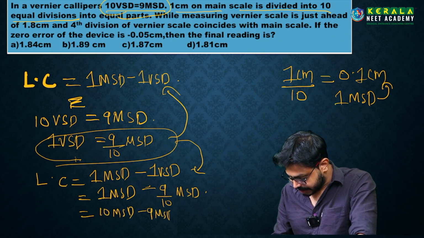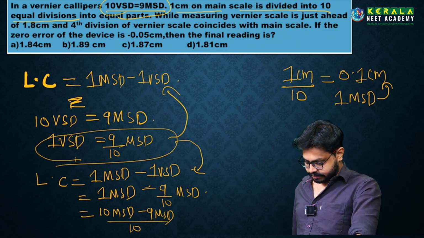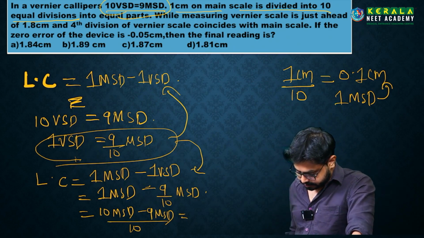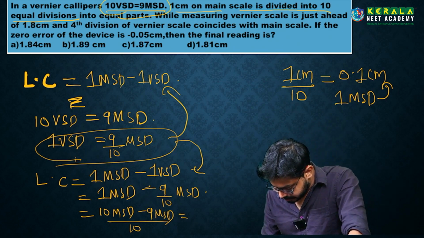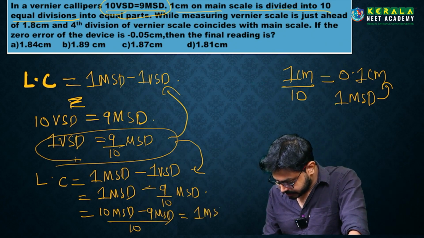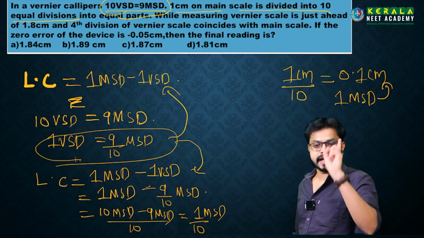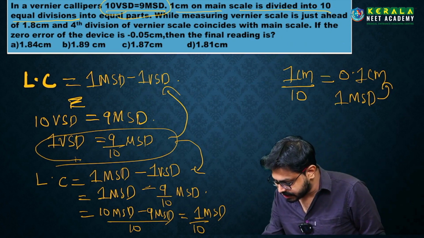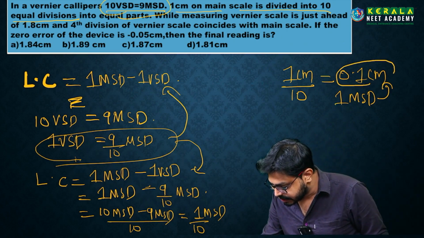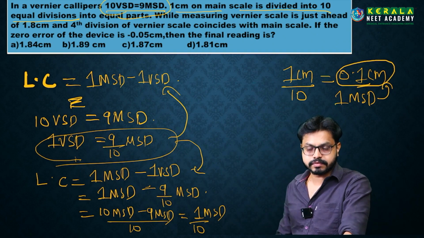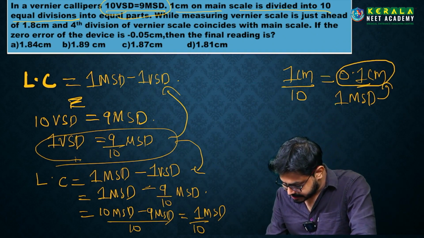10 MSD minus 9 MSD divided by 10. That is equal to, what is the answer? 1 MSD, 1 by 10 MSD. Correct? 1 by 10 MSD is the least count. What is 1 MSD? 1 MSD is equal to 0.1 centimeter. So, what is the least count here?